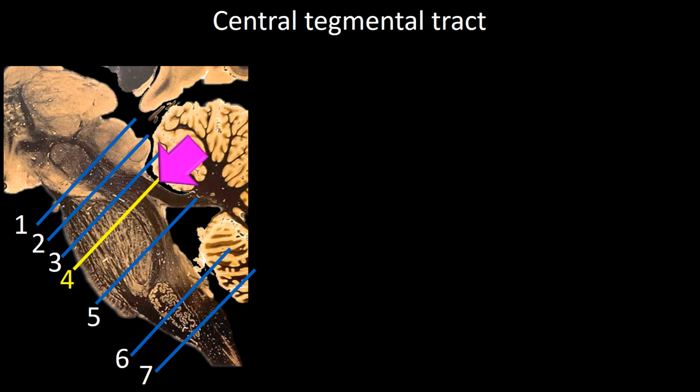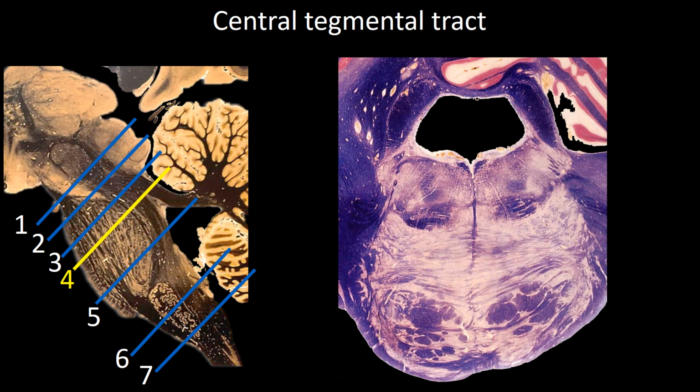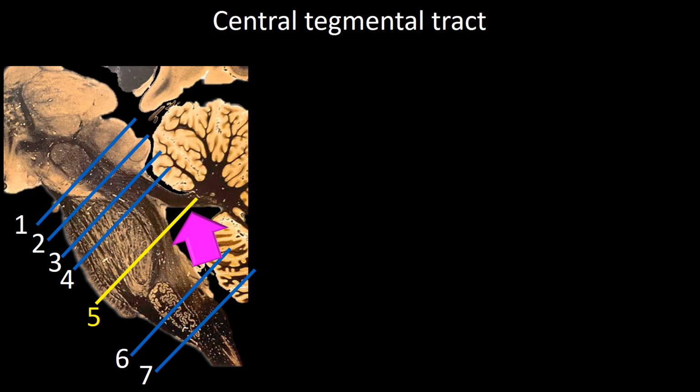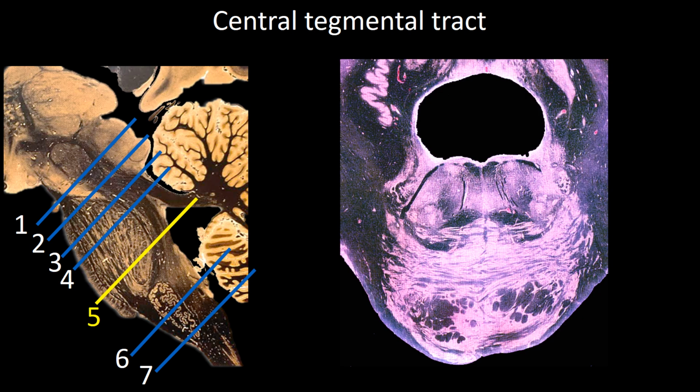Cut 4 runs from the upper segment of the superior cerebellar peduncle to the middle of the pons. This cut yields the specimen we are looking at. You can again see the central tegmental tract. Cut 5 goes from the lower region of the superior cerebellar peduncle to the lower region of the pons, yielding the specimen you can see in this frame. In it, you can see the central tegmental tract.